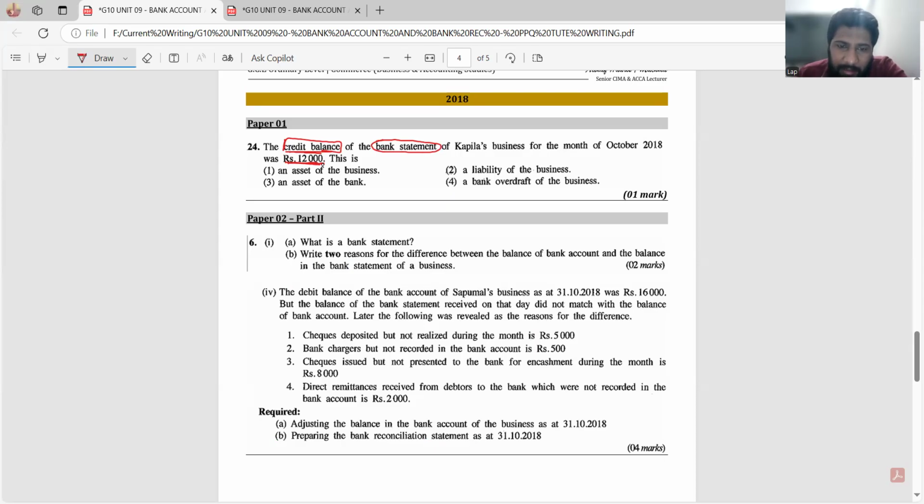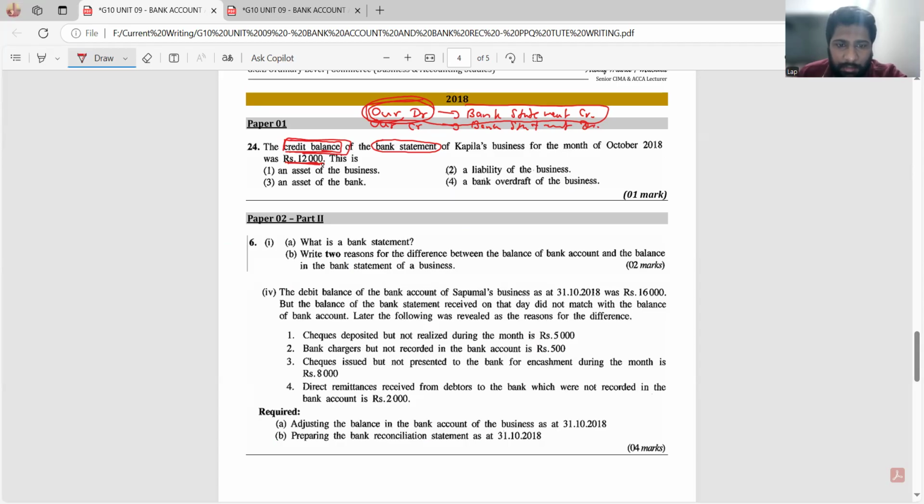Whatever our debits, bank statement credit, because the bank statement is the bank's book. Whatever our credit, bank statement debit. So they are telling bank statement credit balance. The bank statement credit balance means our debit one. Our debit side one.